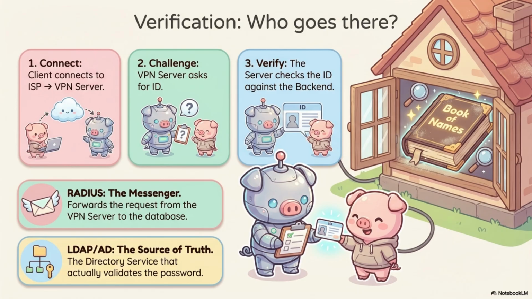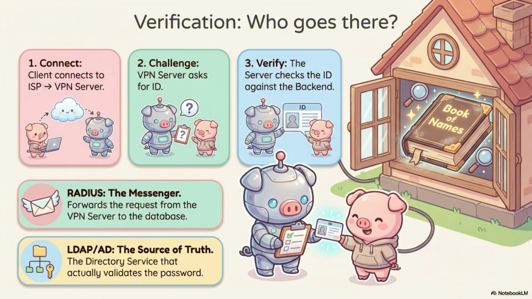Remote access VPNs allow users to securely connect from remote locations. The VPN client first connects to the Internet through an Internet service provider and then establishes a secure tunnel to the VPN server using its public IP address. Before access is granted, the VPN server must authenticate the user.